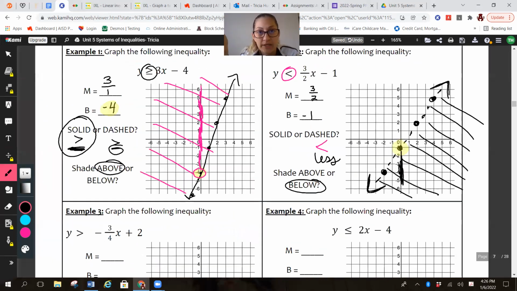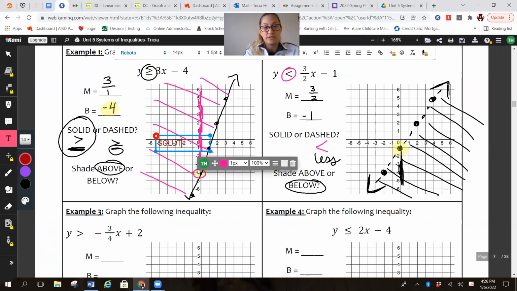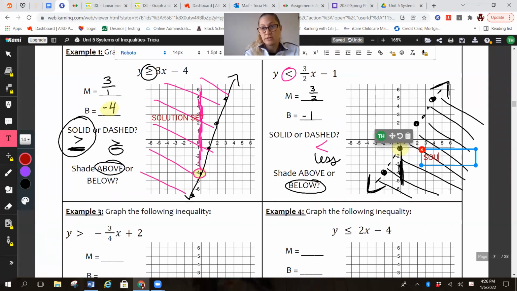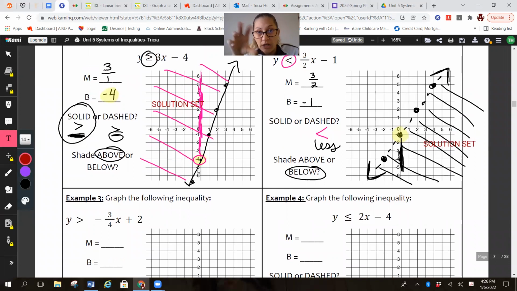Now my question to everybody is, why are we shading? The shading represents the solution set. So let me write that down. This is the solution set. Okay? Everywhere where we draw lines, all of those points are solutions to this inequality that we graphed.